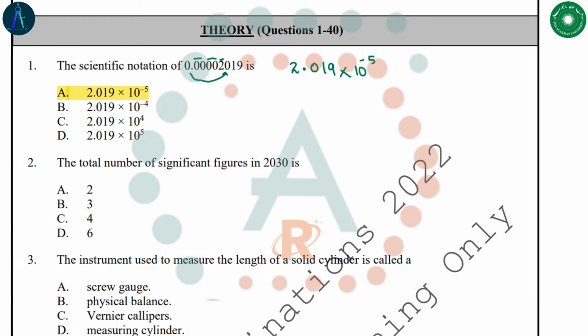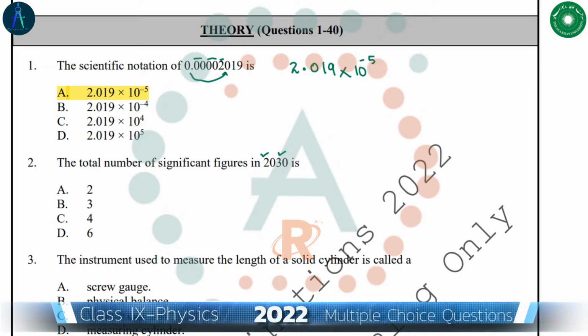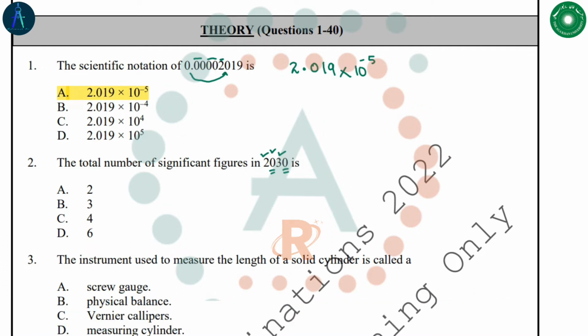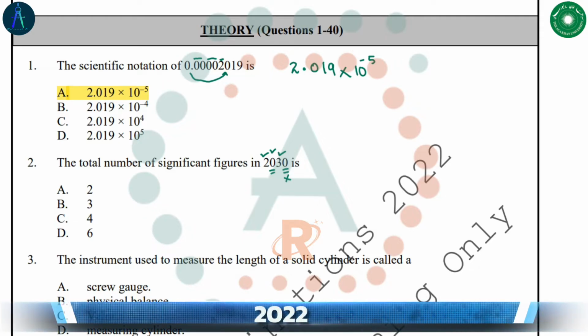Question number 2, the total number of significant figures in 2030. This is a whole number in which 2 and 3 are significant, while 0 lies between these two significant digits, and this makes this 0 significant as well. The ending 0 of a whole number is not significant. So in all 4 digits, only 3 digits are significant. So the correct option is option B.